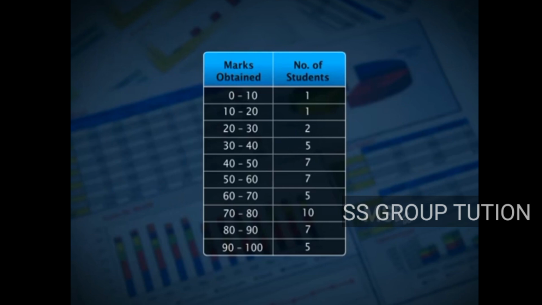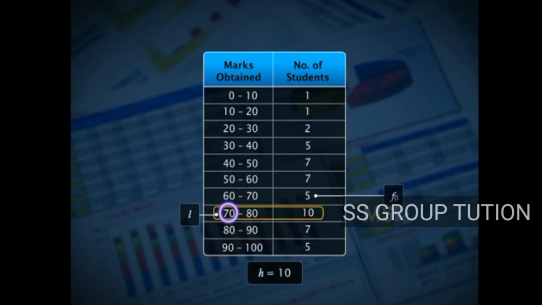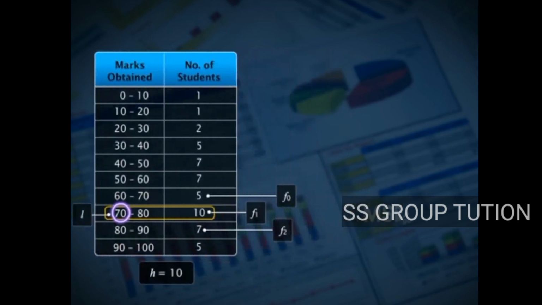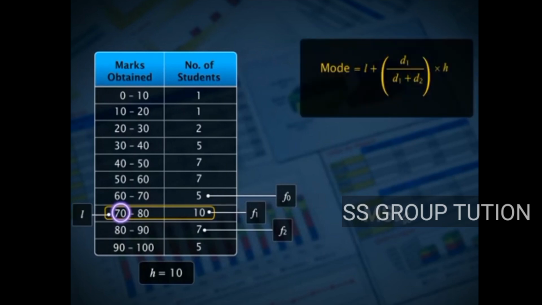In the frequency distribution of marks scored by 50 students, the modal class is 70 to 80 with frequency 10. So L, the lower limit of the modal class, is 70. H, the class size, is 10. The frequency F0 of the class preceding the modal class is 5, and the frequency F2 of the class succeeding the modal class is 7. The frequency of the modal class is F1.